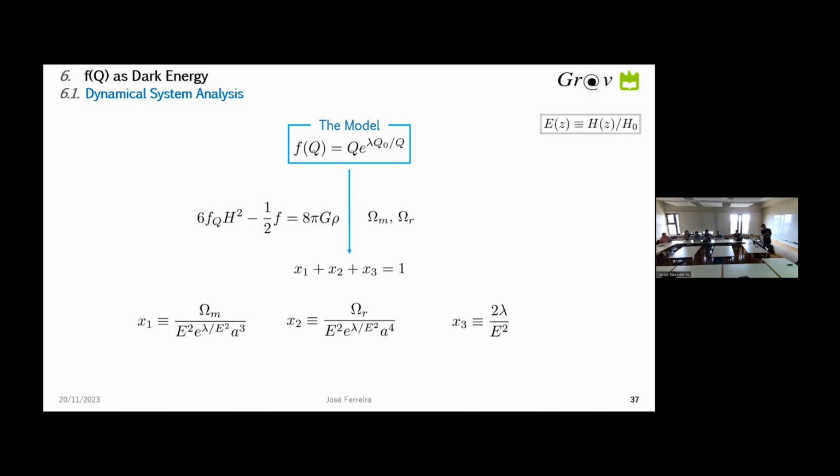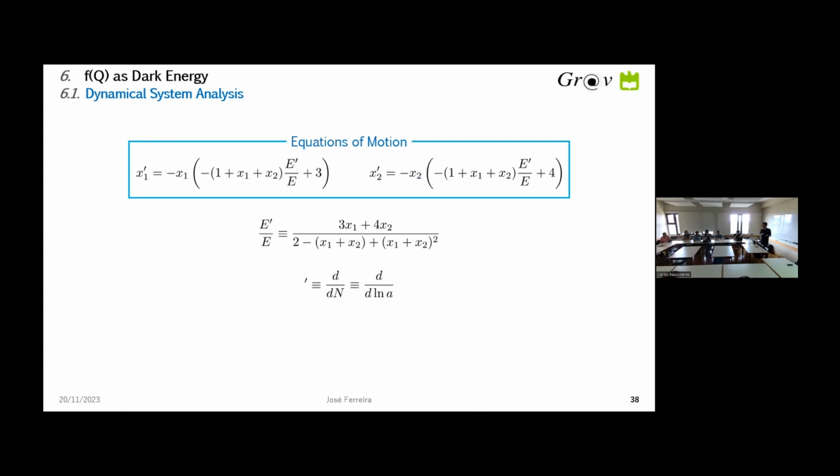Okay, so we insert this model into the modified Friedmann equation, and now we consider a universe that is permeated only by matter and radiation. We obtain a closed system of the following form, where x1 is related to the evolution of the matter density, x2 is related to the evolution of radiation density, and x3 is related to the evolution of the parameter lambda. A very important note is that if we set lambda equal to 0, we have GR because f equals Q, but this model does not include dark energy. Therefore, it's not a lambda CDM model, but simply a cosmological model without the cosmological constant.